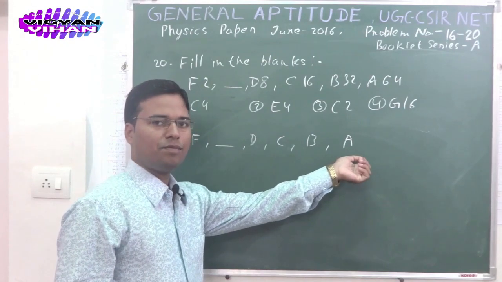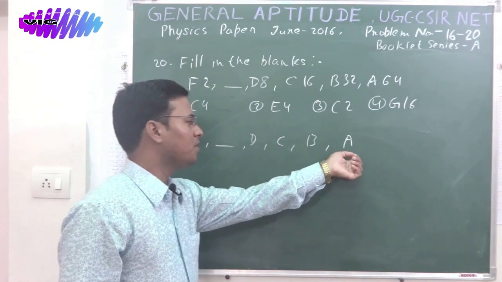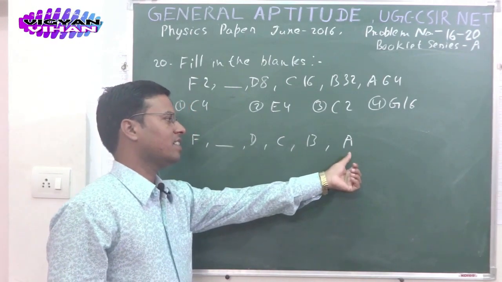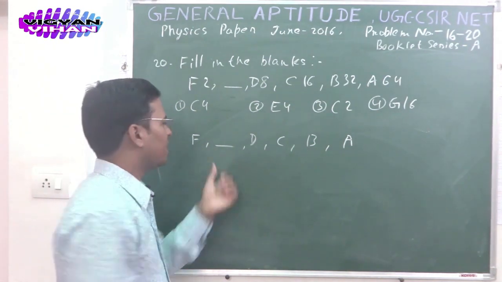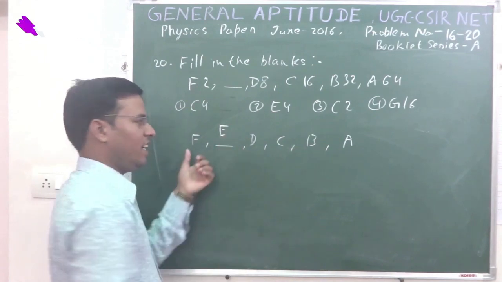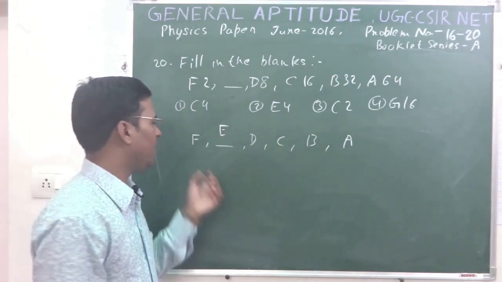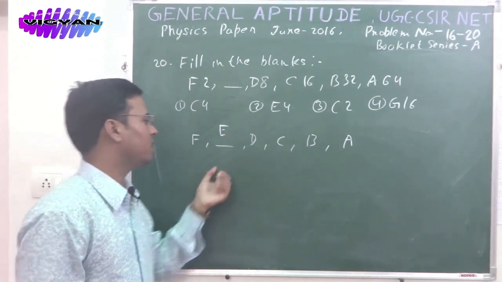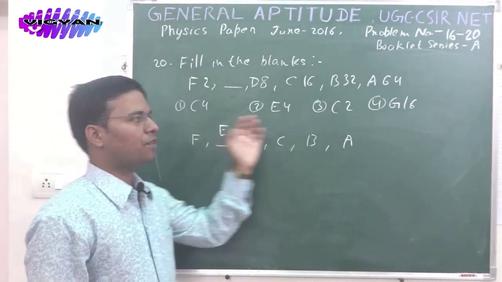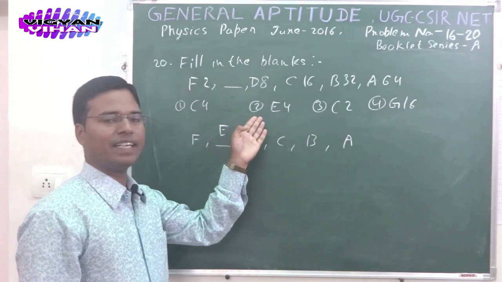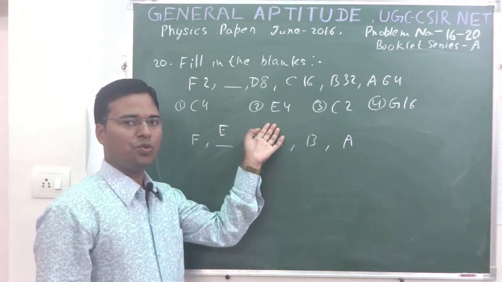If we come from the last term to the first term, we will get A, B, C, D. If here comes E, then F is our correct assumption. The alphabet will be E. If we check from the given 4 options, we will get the correct answer 2.